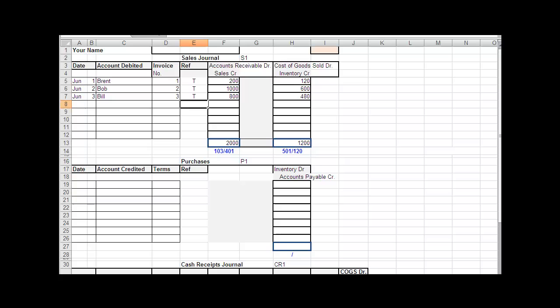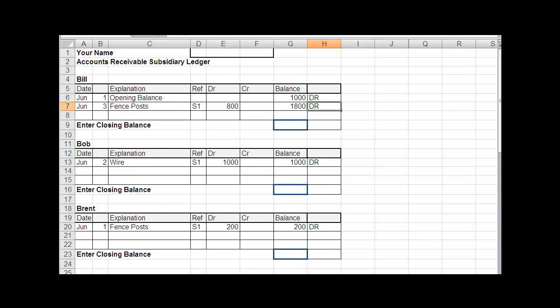Now we go back here and we put in a T to indicate that we've posted that to the subsidiary ledger. There's one more step, and this is where the concept of a control account comes in. So if we look at what our total balances are, we've got $1,800 and $1,000 and $200. So when we add all of these up, they will come to $3,000. So the total of our Accounts Receivable Subsidiary Ledger is $3,000.